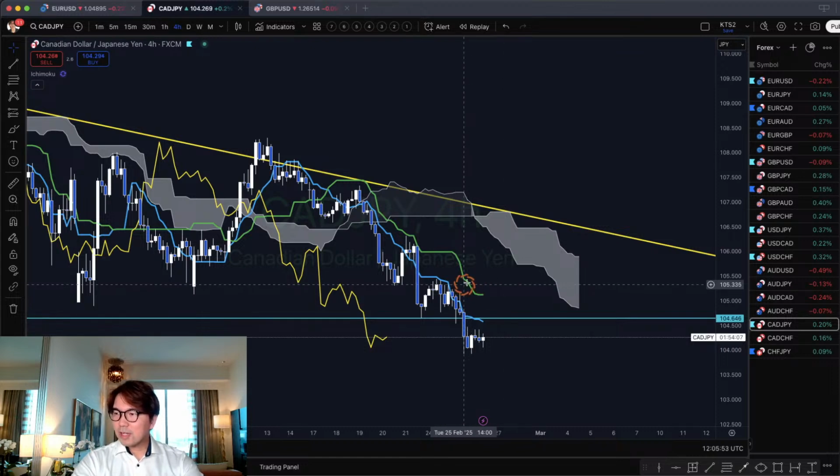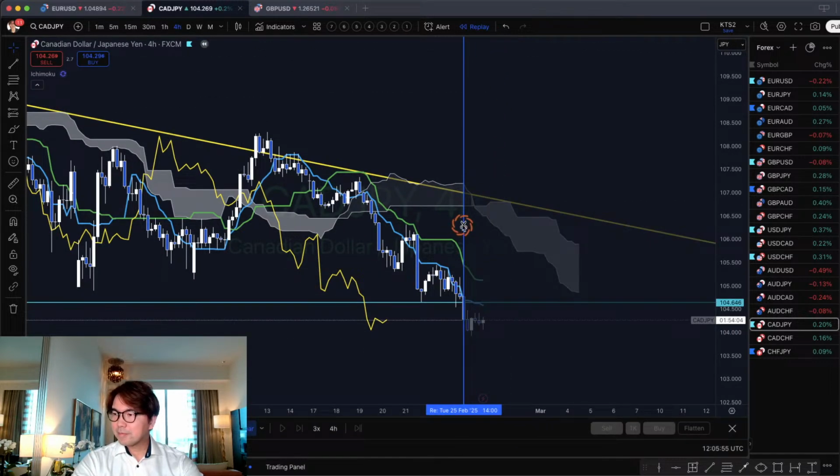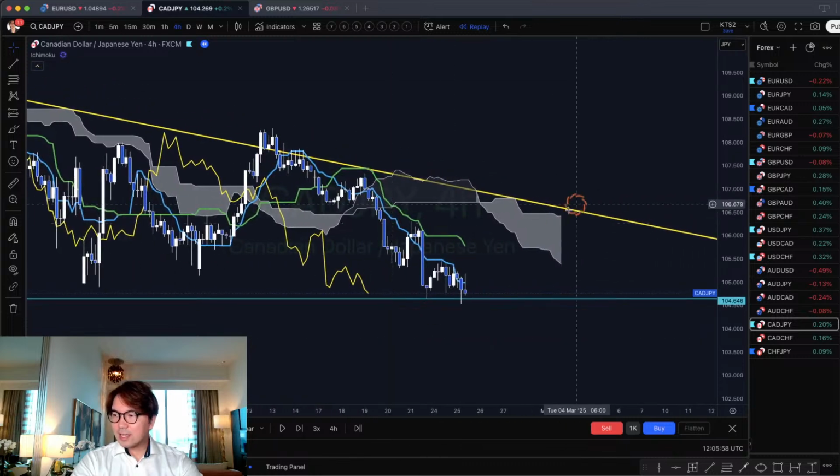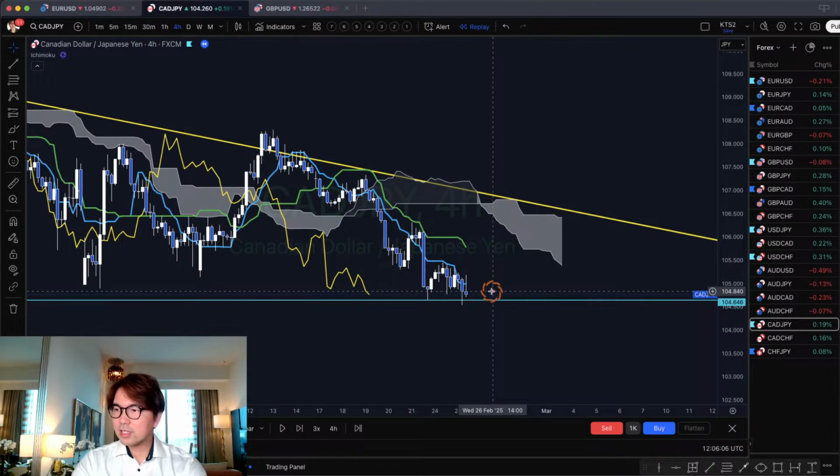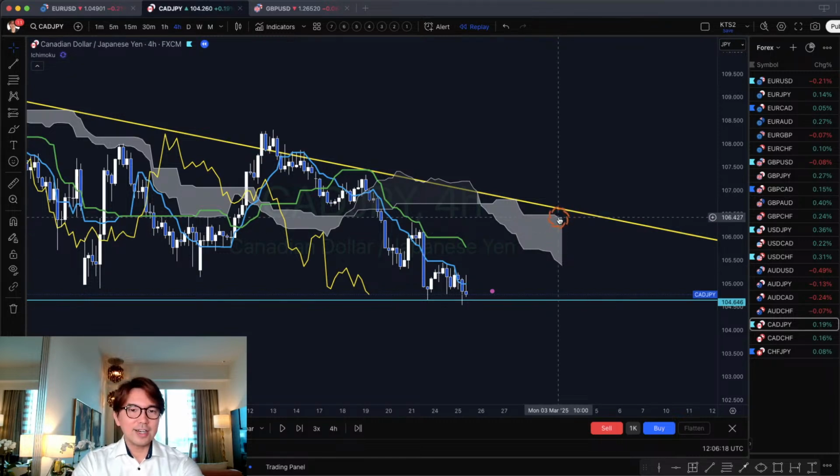So first, let me talk about this topic. Let me do bar replay. I was here, and when I saw this market, I was pretty confident that the market would break the support because of the Kumo shape. The Kumo is here, the gray area is called Kumo if you're new to Ichimoku. The Kumo has two lines: Senkou Span A above and Senkou Span B down here. The area between these two lines is called Kumo, or cloud in English.